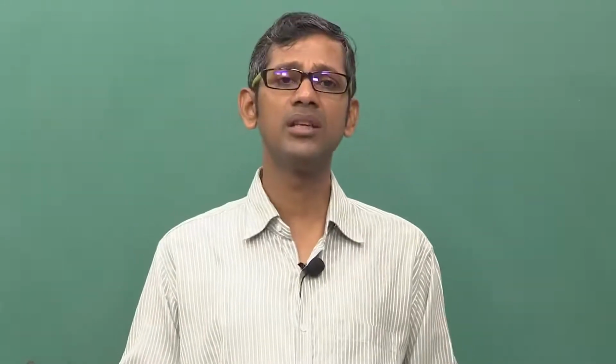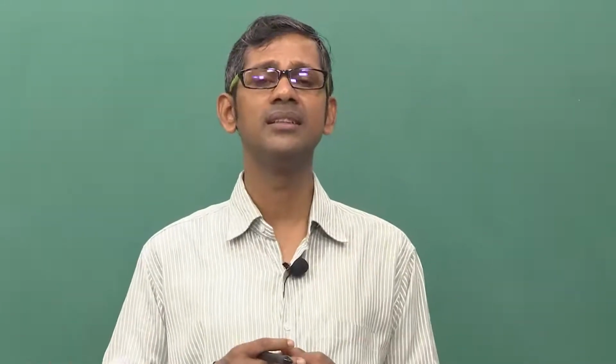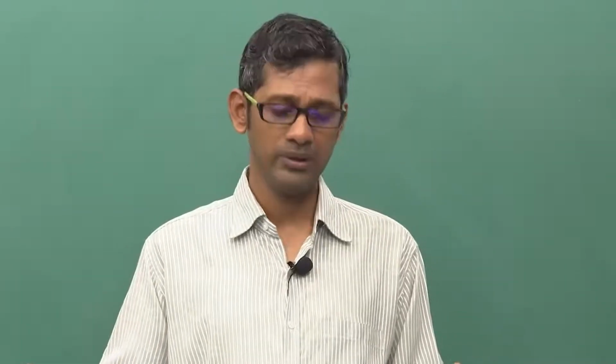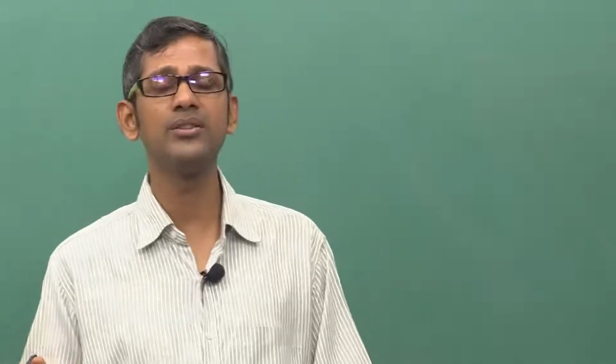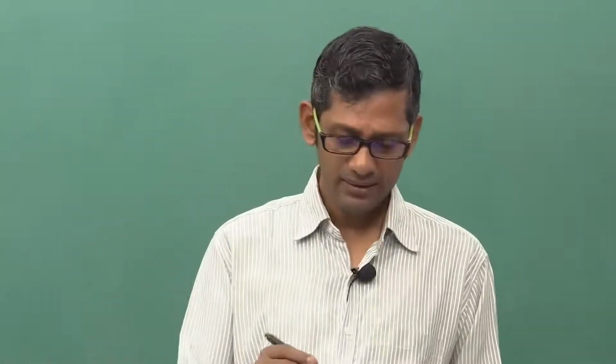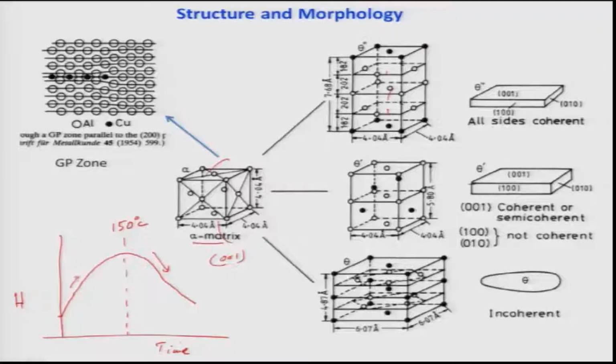Because once the coherency is lost, dislocation can easily cut the precipitates and move. But when it is coherent, dislocation has to use Orowan's mechanism for it to cross over. So because of that, the hardness decreases here, and hardness increases there. So this is very important.